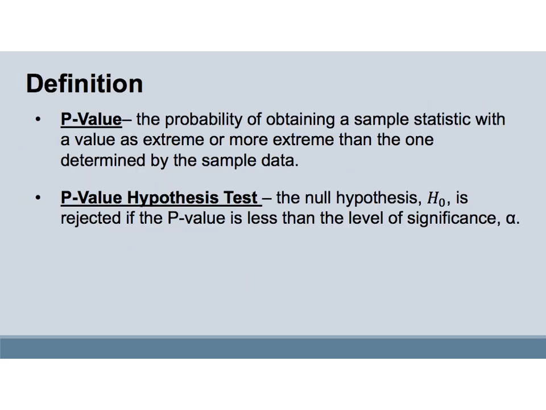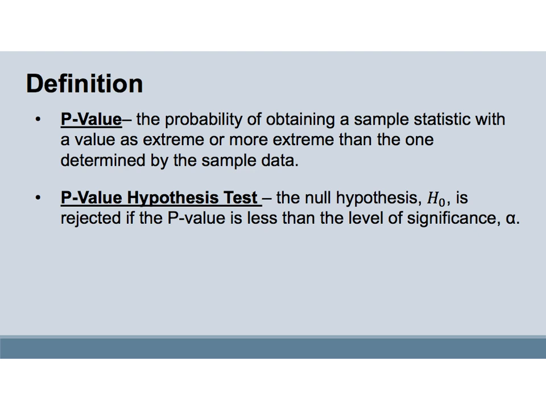Okay, so the next page in your notes talks about a p-value. The p-value is the probability of obtaining a sample statistic with a value as extreme or more extreme than the one determined by the sample data. And we do a p-value hypothesis test where we compare it to alpha. P-value is just p. It's probability. It's what we've been finding. We just call it p-value to denote that it's a little different than alpha or the other probabilities we can find. So it's still a probability. We're not going to find it the way we have in the past.